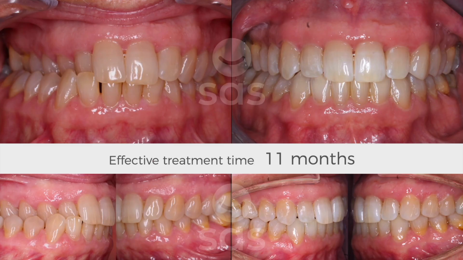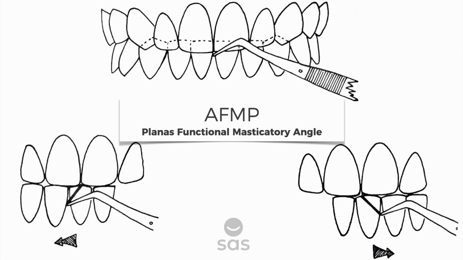This is the final result we get after 11 months of treatment. In addition to that, an action is required to prevent the relapse of the crossbite when the treatment ends. Consider that the patient has been chewing only on the right side for 55 years. This is a very strong habit.